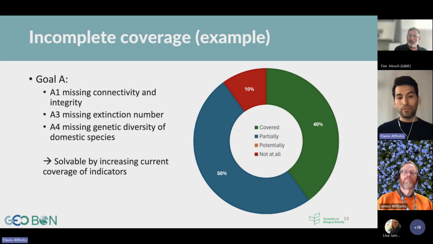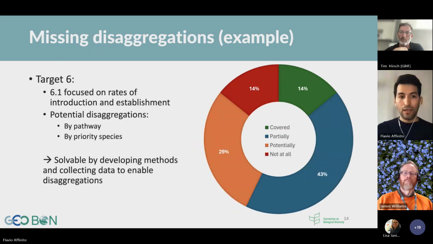So all of these problems are solvable by increasing the coverage of these indicators, whether that's through data improvements, data collection or methodological improvements. These can be done with the existing indicators, given a little bit more development and effort.